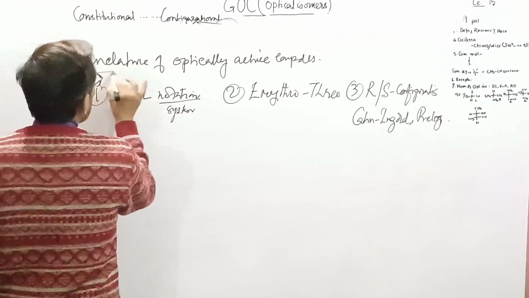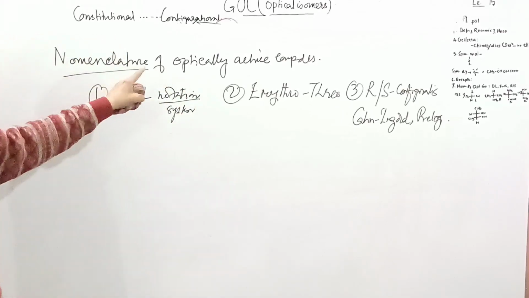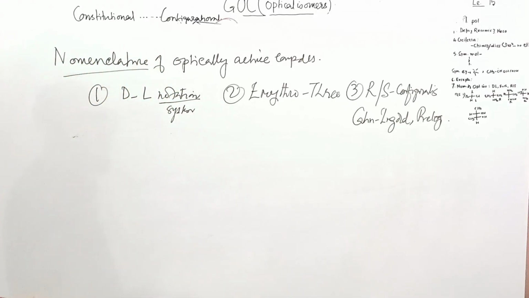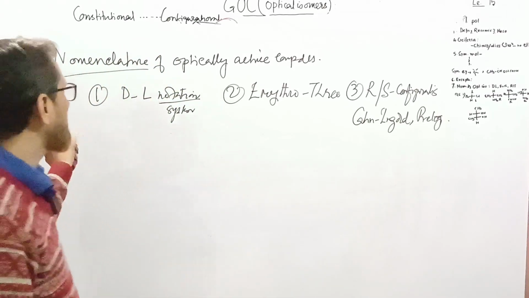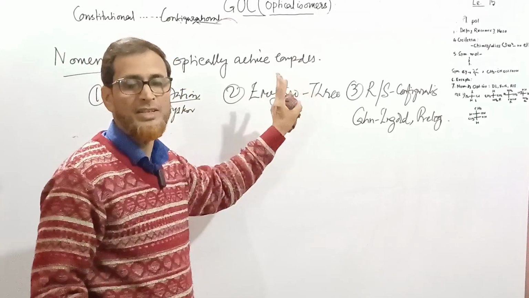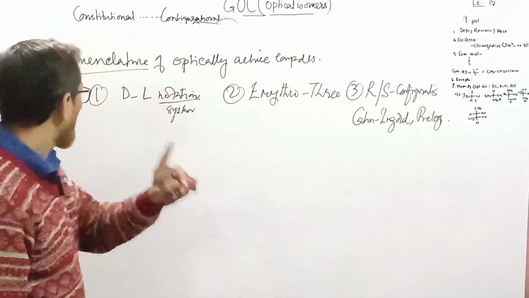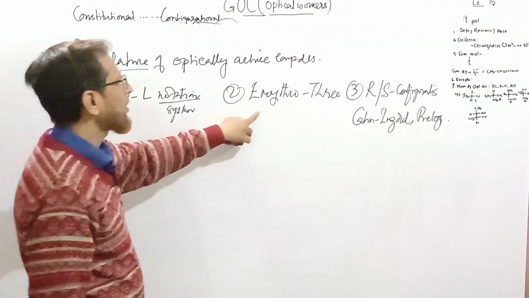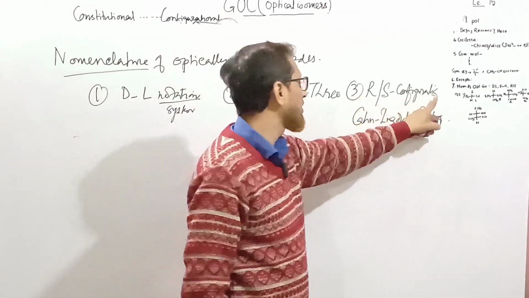Now, a very important point of this chapter is the nomenclature of optically active compounds. If you have found that these compounds are optically active, how can you name them? Very often these 3 types of notations are asked in entrance exams, also in your class exam. Mindfully follow. There is the DL notation or DL system. One is the erythro and threo system, and the other is the RS configuration.